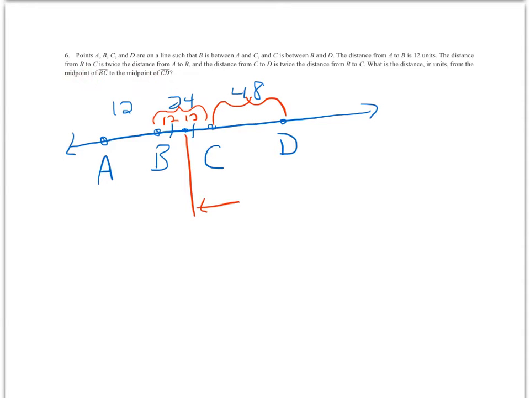To the midpoint of segment CD. So here is segment CD. Its midpoint is a point that cuts a segment into 2 equal parts. So that's the distance we're trying to find. If CD is 48 and it's cut in half, each half is 24. Using the segment addition postulate, the length of the segment from this midpoint to this midpoint is 12 plus 24, which is 36.